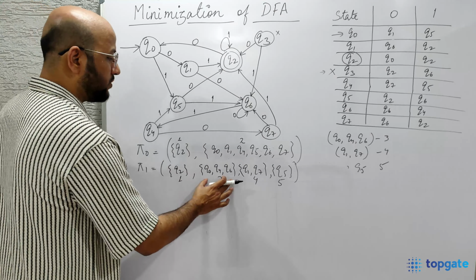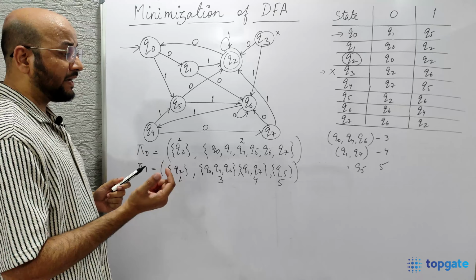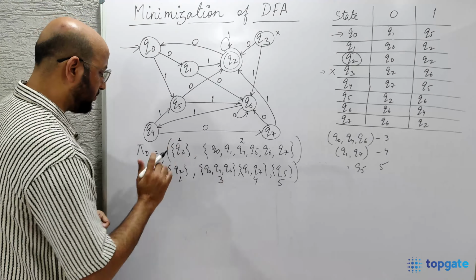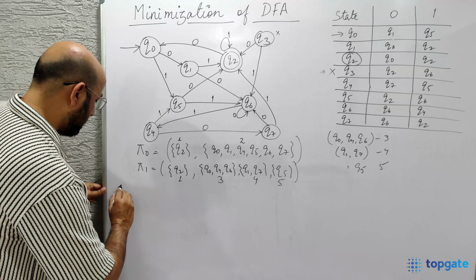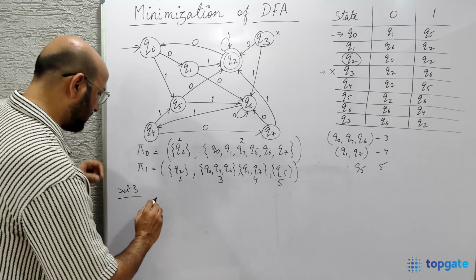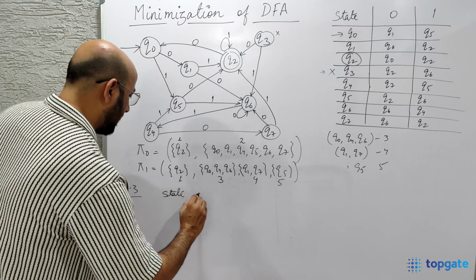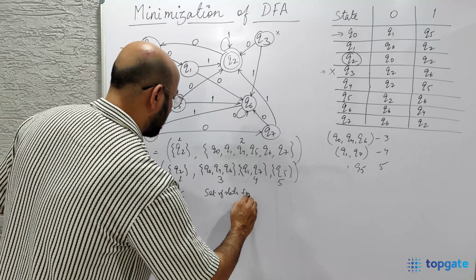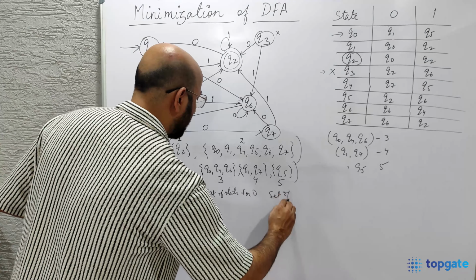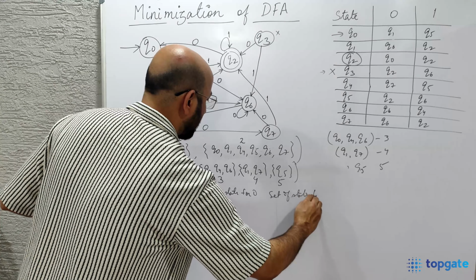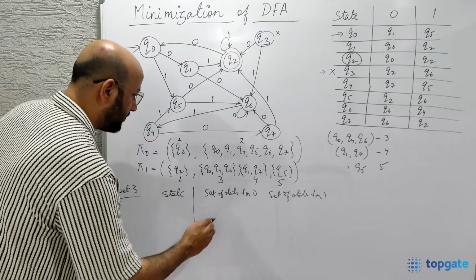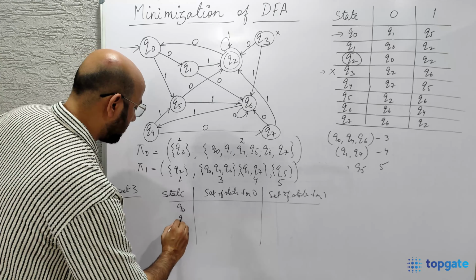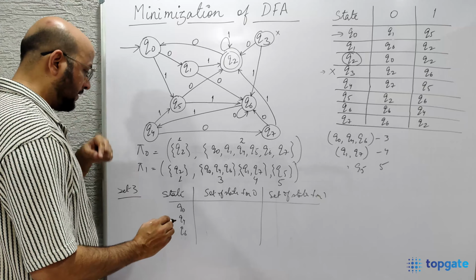So I'll continue to do this until this division is not possible, or I get a single element in the set. So now I'll make a table for set number 3. Set 3, again I'll write state, and then set of state for 0, and then set of state for 1. Correct? Again I'll write it here, q0, q4, and q6.